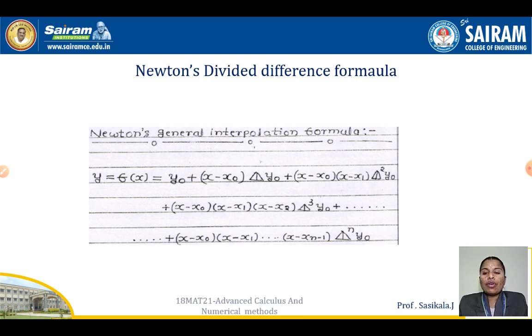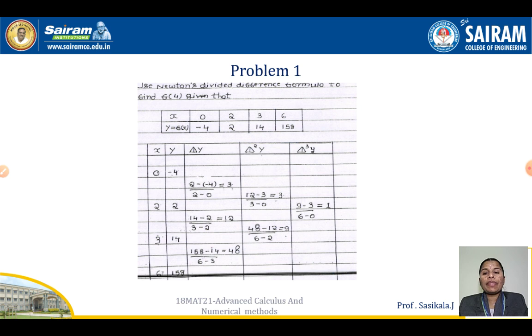Now you can go for one example problem. Use Newton's divided difference formula to find f of 4, given that x is 0, 2, 3, 6 and y equals f of x, with y values minus 4, 2, 14, 158. To make the divided difference table, write your x and y values column-wise as the first two columns.